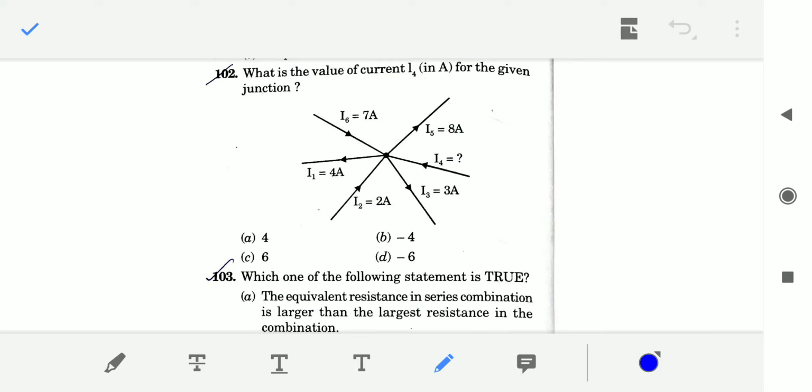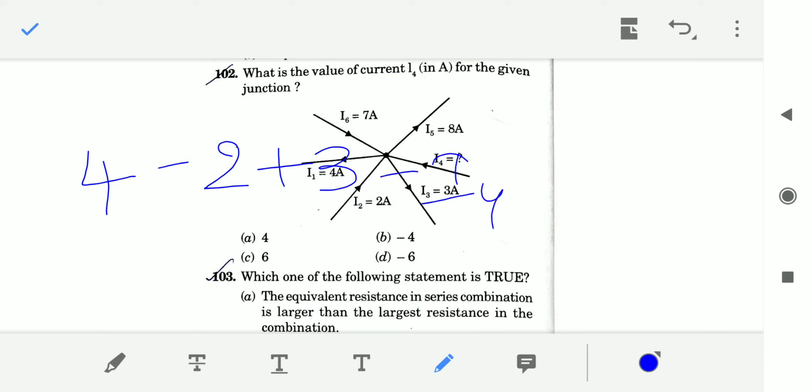At I1, the current is leaving, so I am calling it positive, so I am taking it as 4. At I2 it is entering, so I am calling it negative 2. At I3 it is leaving, so it is plus 3. At I4 it is entering, so I am taking it as minus I4. At I5 it is leaving, so plus 8. And at I6 it is entering, so minus 7 amperes. It is equal to 0. So the total current is equal to 0.